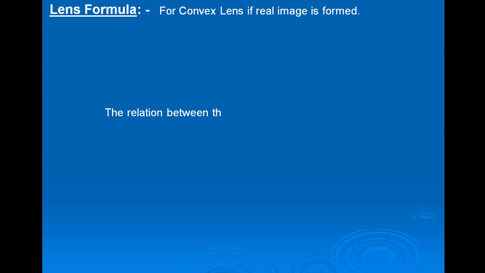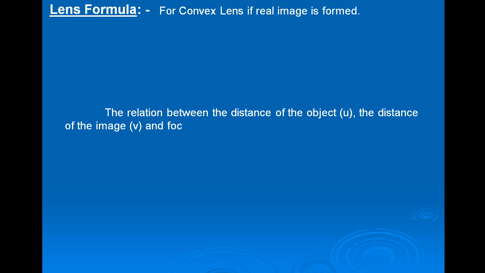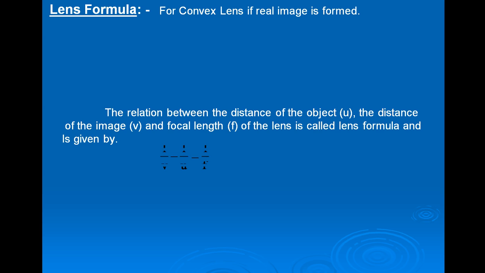Now next is lens formula. For convex lens, if real image is formed, the relation between the distance of the object u, the distance of the image v and focal length f of the lens is called lens formula and is given by 1 upon v minus 1 upon u is equal to 1 upon f.